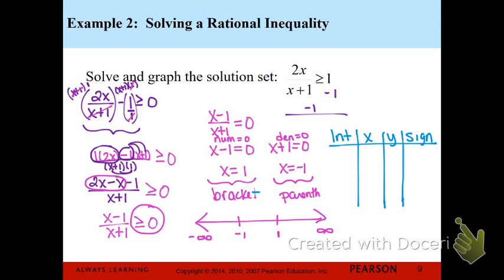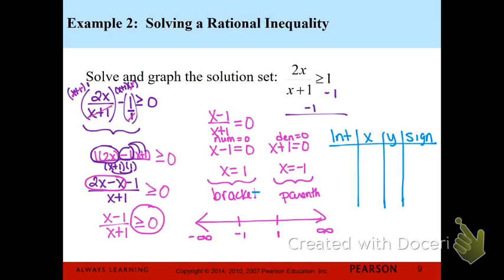So we set up our number lines, so we can see our intervals, and we're setting up our interval table. You said plus 1 on the denominator. It's negative 1. Okay, yeah, the denominator equal to 0 was x plus 1 equals 0, but we got the negative 1, which is where we're going to use the parenthesis. Sorry if I said that wrong.